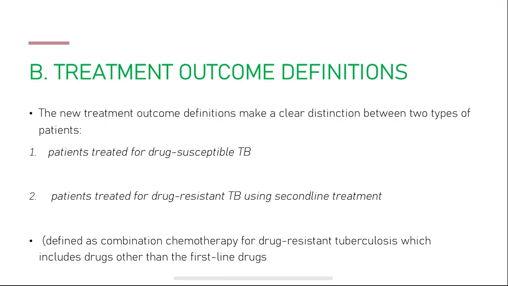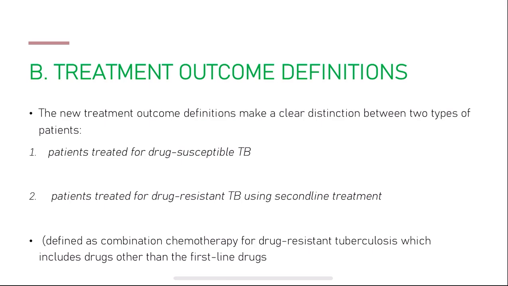The new treatment outcome definitions make a clear distinction between the two types of patients: patients treated for drug susceptible TB and patients who are treated for drug resistant TB using the second line treatment. So we are making the treatment outcome definitions here. Distinction is made between the two patients. One, they are treated for drug susceptible TB. This TB which they are suffering is susceptible to the drugs. The other one is resistant to the drugs.